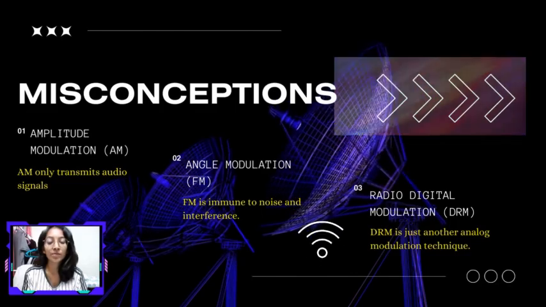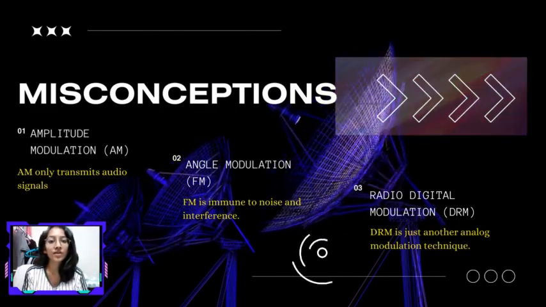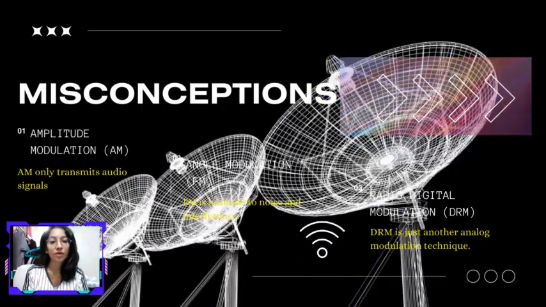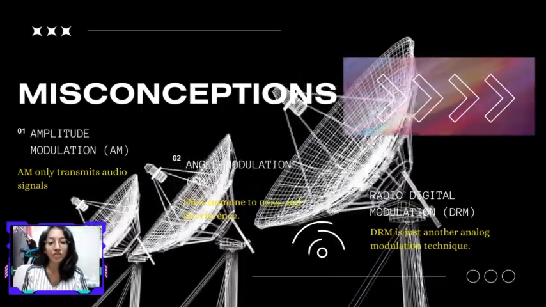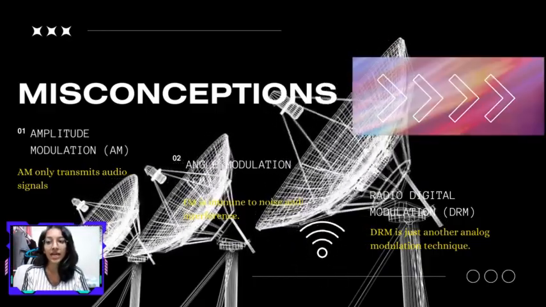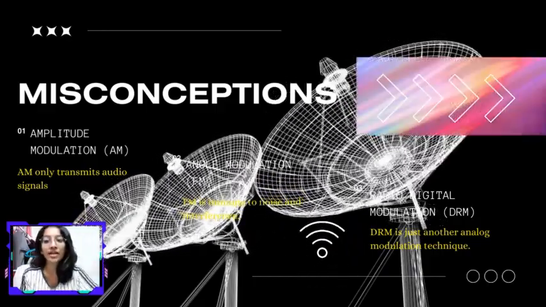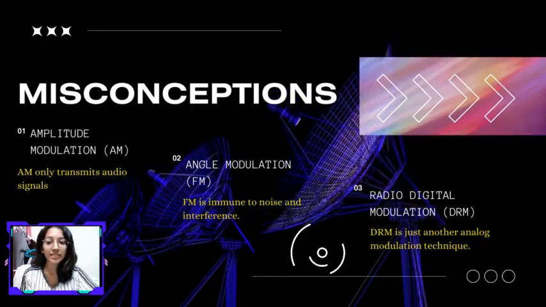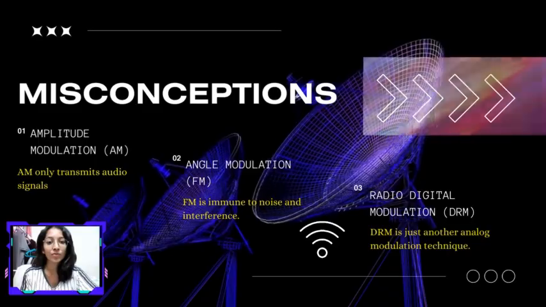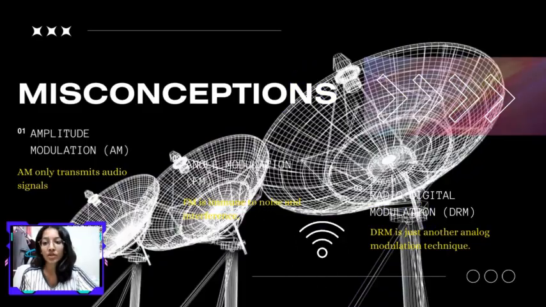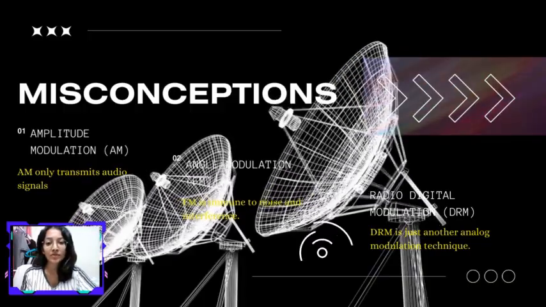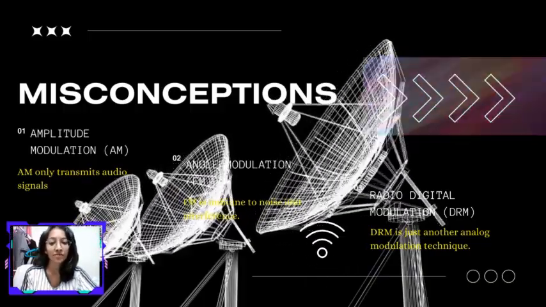Now, I'm going to explain misconceptions that we often hear about amplitude modulation, angle modulation, and radio digital modulation. For amplitude modulation, we have heard that AM only transmits audio signals. It can also actually transmit other types of signals, including digital data and analog video. The next one is that FM is immune to noise and interference, which is not actually true. Strong interference or close proximity to jamming can still disrupt the signal.